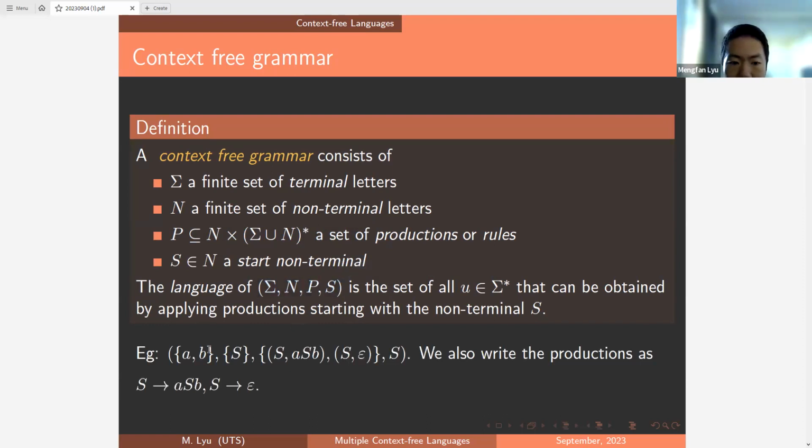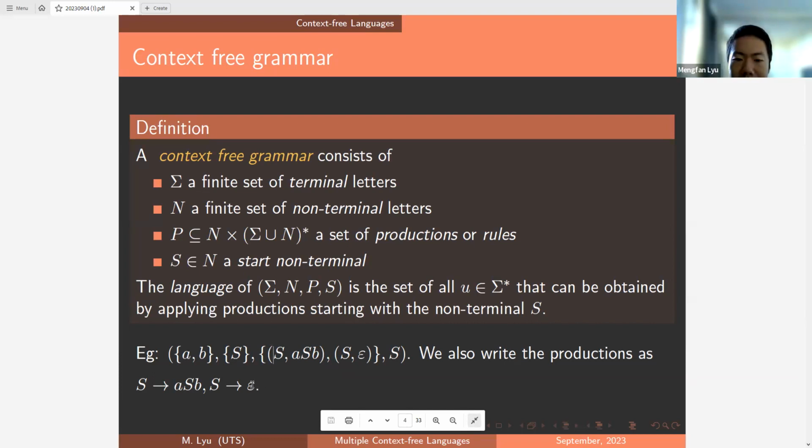For example, the terminal letters are A and B, and the non-terminal letter is just one simple one, S. And then the rules consist of S to A S B, and S to the empty element. And then we start from S. The production can be written as: we map S to A S B, or S to nothing.